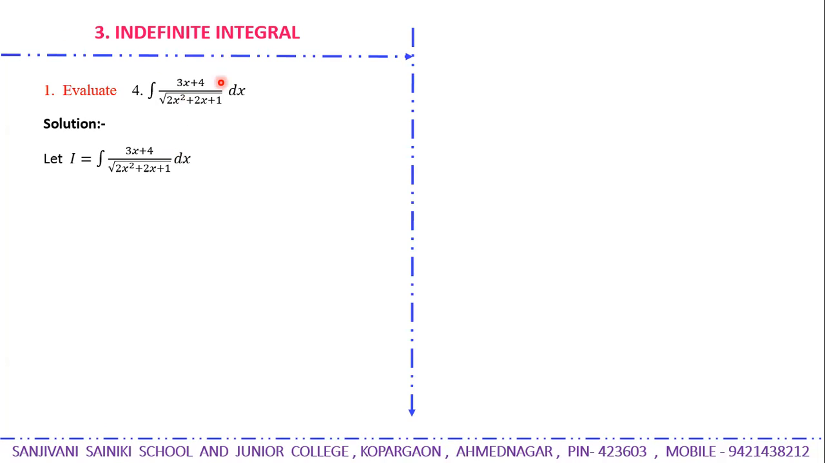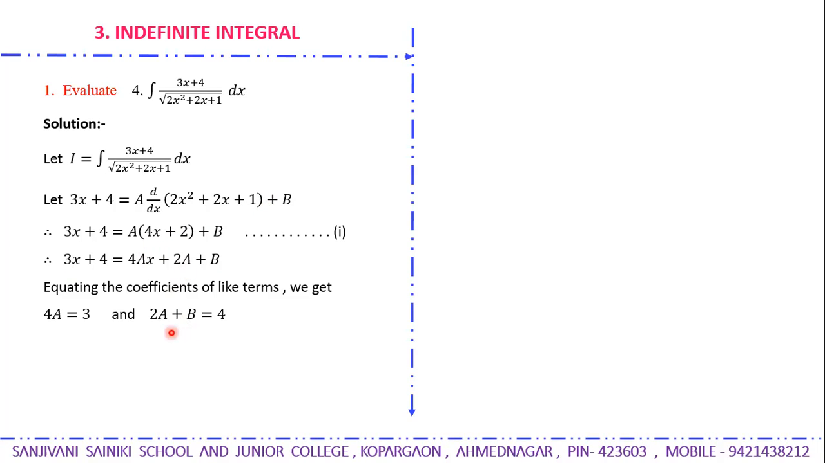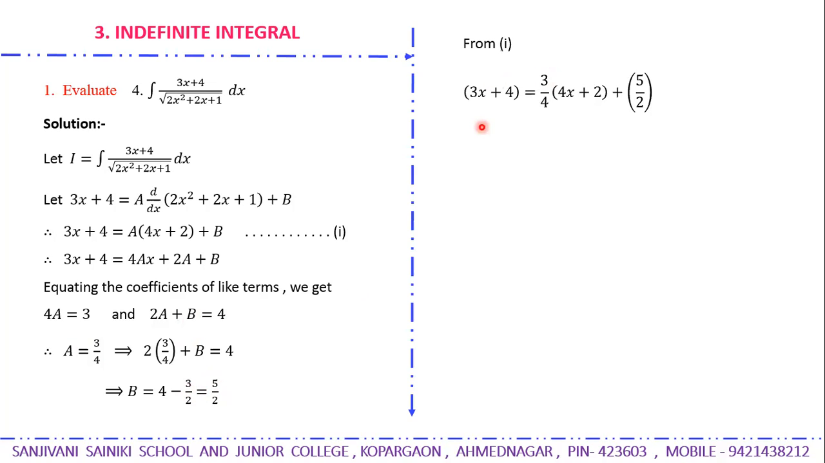Now the next example is (3x plus 4) upon root of 2x square plus 2x plus 1. So again here we will express the numerator as a times the derivative of the denominator plus a constant. Equating the like terms, we get 4a is equal to 3 and 2a plus b is equal to 4. Then a is equal to 3 by 4, and after putting a in this equation, you will get b is equal to 5 by 2. So we are expressing the numerator 3x plus 4 as 3 by 4 into (4x plus 2) plus 5 by 2. This 4x plus 2 is nothing but the derivative of the term which is present in the denominator.